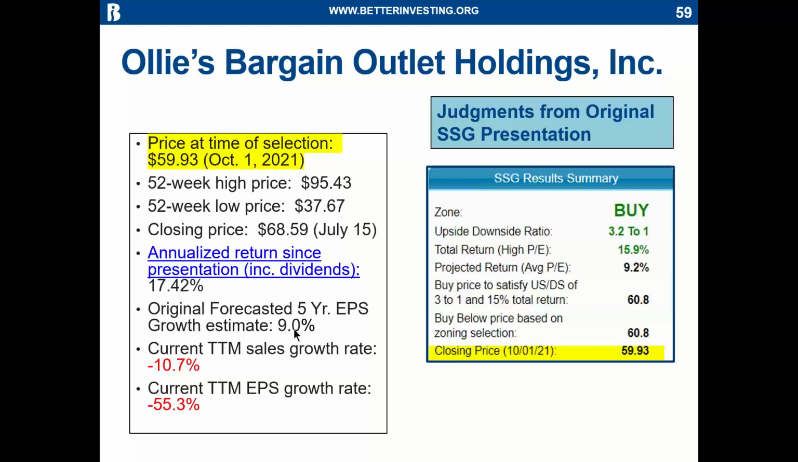And here, my original growth forecast was 9%, but here's something that I'm a little concerned with: the trailing 12 months on sales and earnings are both negative.